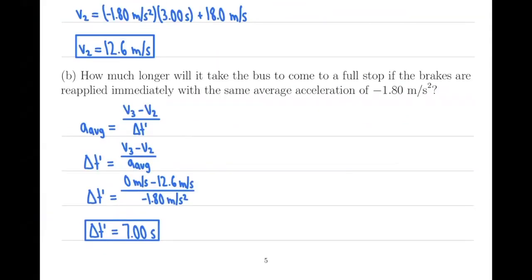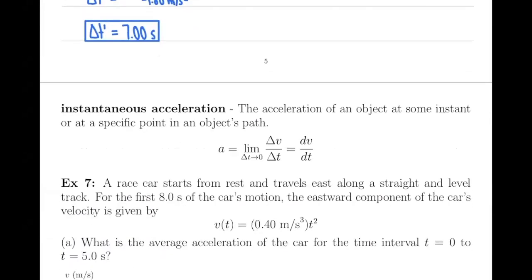All right. So we talked about average acceleration. Now we can talk about instantaneous acceleration. So this is the acceleration of an object at an instant or at a specific point in an object's path. So just like we did with instantaneous velocity, we're going to let the time interval go to 0, and the average acceleration will approach the instantaneous acceleration. And you can see this is the definition of a derivative. So it's a derivative of velocity with respect to time.